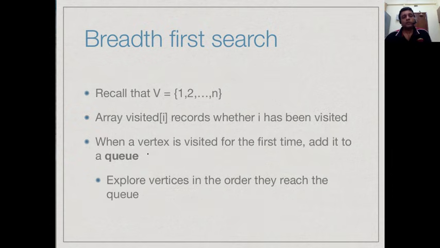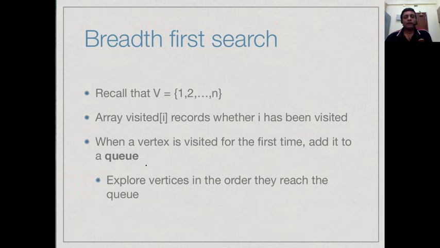So the way to do this is to use some data structures to keep track of these quantities. As we said, the set of vertices is numbered 1 to n. So we can keep an array visited with entries 1 to n, which tells us whether or not vertex i has been visited. Now, whenever we visit a vertex, we need to subsequently explore it. Since we may not explore it immediately, we may have to keep it pending for a while.